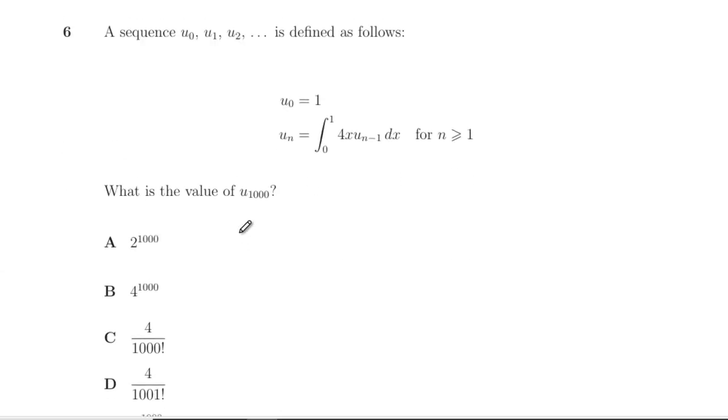Question 6. Right, sequence of that is this. Oh god, right, okay. Up to U 1,000. Right, so these ones, we just write them out until we spot a pattern. Seems to be the usual case on this sort of thing.